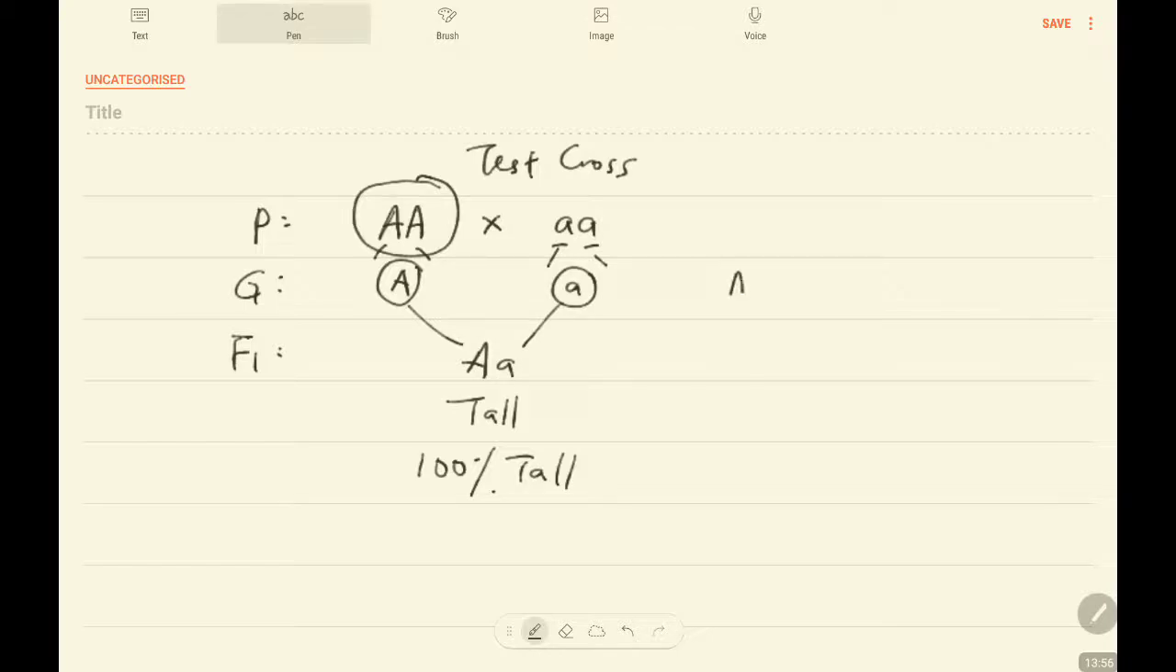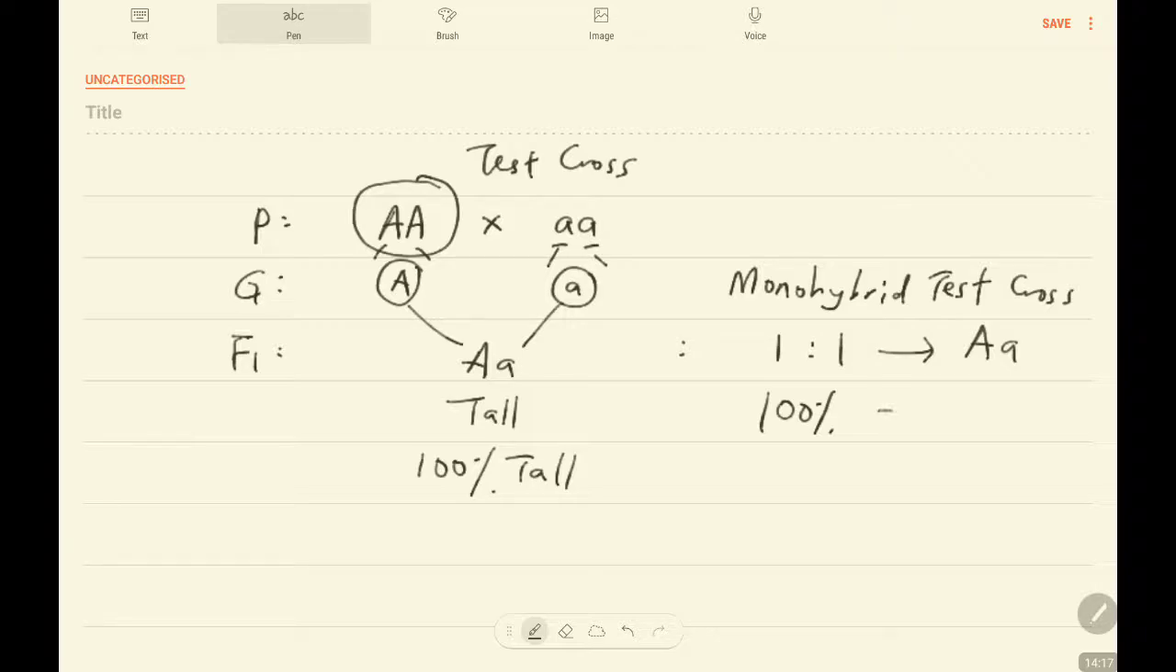So as a conclusion, monohybrid test cross is to test the genotype of the unknown individual. So if we get 1 to 1, we make the conclusion that the unknown individual is heterozygous. If we get the result 100% dominant, it means that it is homozygous dominant. Okay, that's for monohybrid cross.